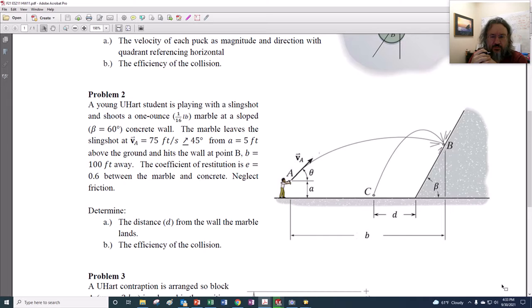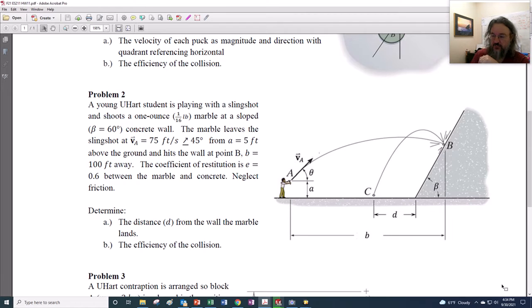The marble is shooting at a sloped concrete wall. The marble leaves the slingshot at 75 feet per second at an angle of 45 degrees. And he's holding it like 5 feet off the ground. And it hits the wall at a horizontal distance of B here of 100 feet away. And the coefficient of restitution is 0.6. And we're going to neglect friction, and we're going to try to figure out the distance that this thing lands away from the toe of the wall.